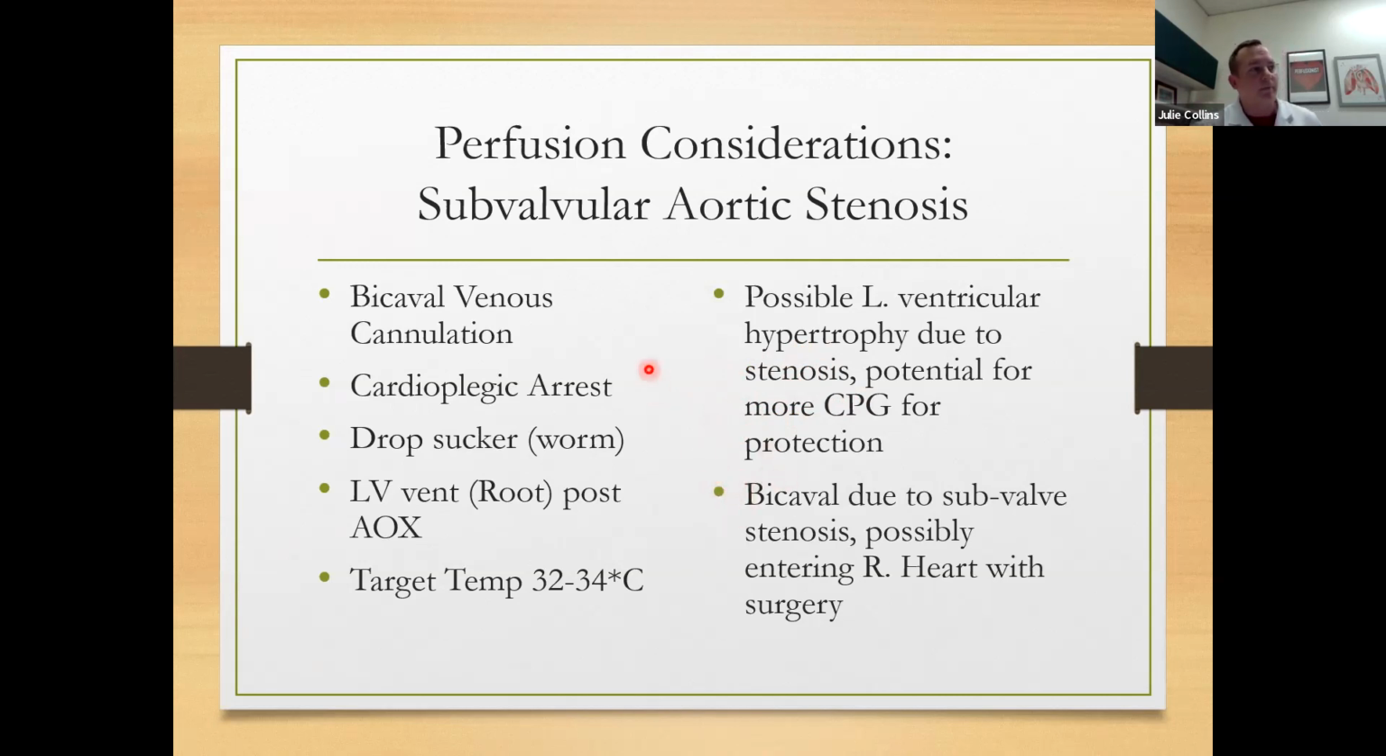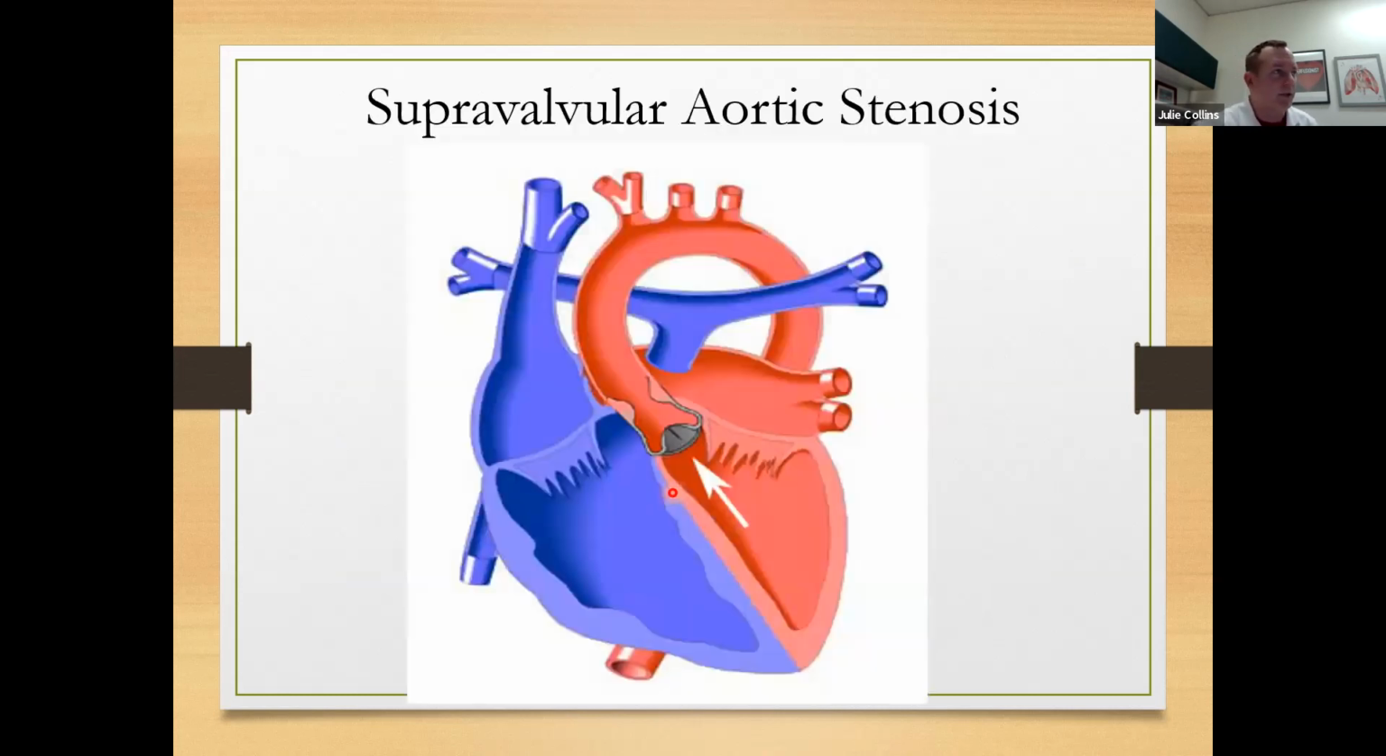Ultimately, a lot of aortic surgery you can do with a single venous cannula, but sometimes on a subvalvular stenosis, you're potentially entering the right heart with the surgery. So it's probably more common practice to do bicaval cannulation. Supravalvular stenosis. What type of venous cannula will we use here?